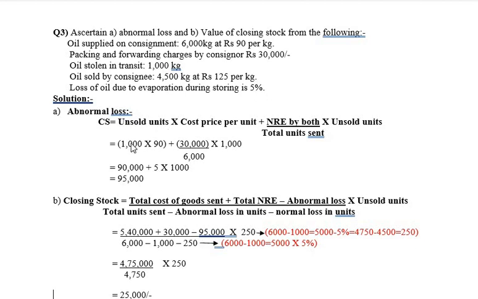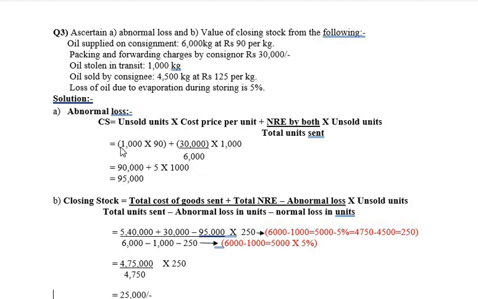So how much is the unsold units? Unsold units is 1000. 1000 multiplied by cost price per unit, which is 90. Here it is 6000 kgs at rupees 90 per kg, so per kg cost is 90. Cost price per unit is 90 plus non-recurring expenses. Non-recurring expenses by consignor is given here, which is 30,000. So put it in the bracket as 30,000 divided by total units sent, 6000, multiplied by unsold units, 1000. Why unsold units? Because they were stolen. So multiply by 1000.